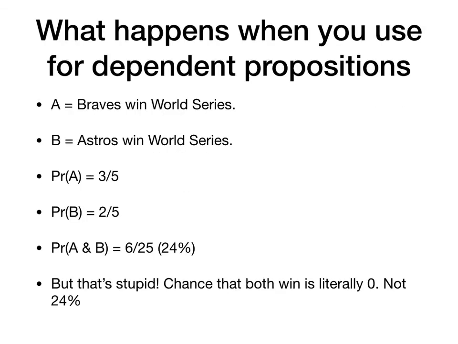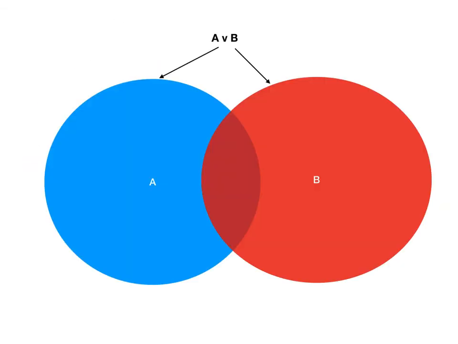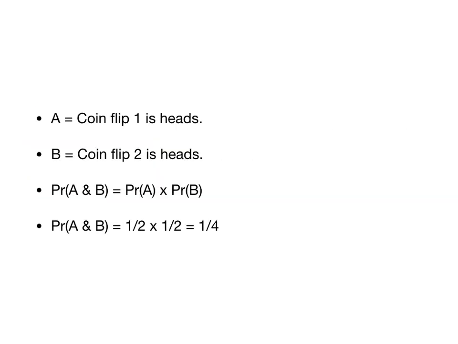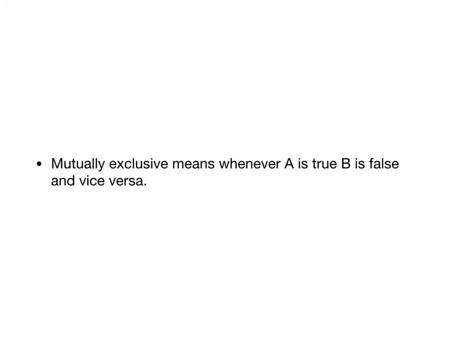If you want to use our little circles from before, in these cases there's at least one little slice in the middle where both A and B are true. A and B overlap. There are some cases where both are true. Mutually exclusive propositions have no overlap. They look like this. There's no place where A and B touch. They can't both possibly be true. If one is true, the other is not, and vice versa.